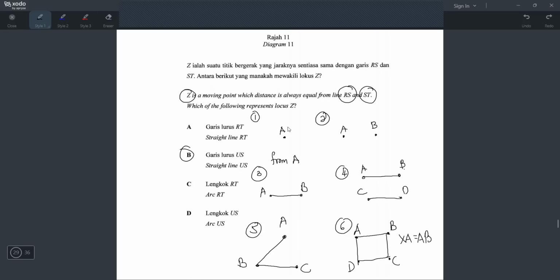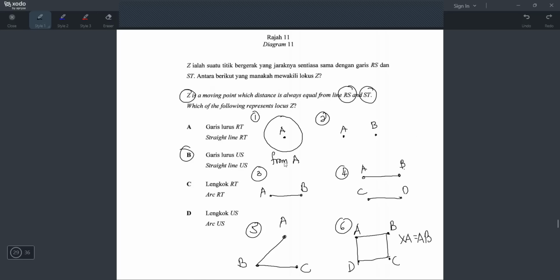If they say from satu point, it means it's type number one. And if it's type one, what you do is you will draw a circle. If the locus is from A, then you just draw a circle. But how big do I have to open the compass? Okay, don't worry. The question will tell you how big.